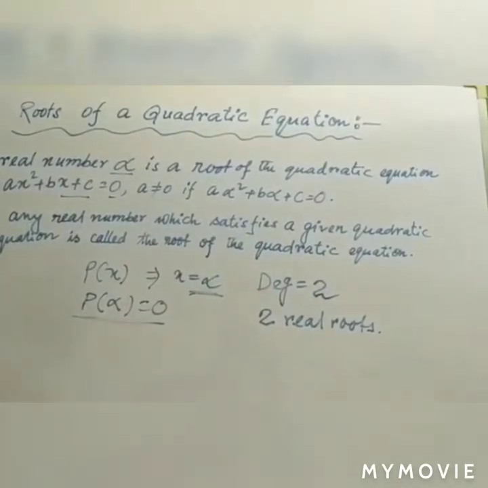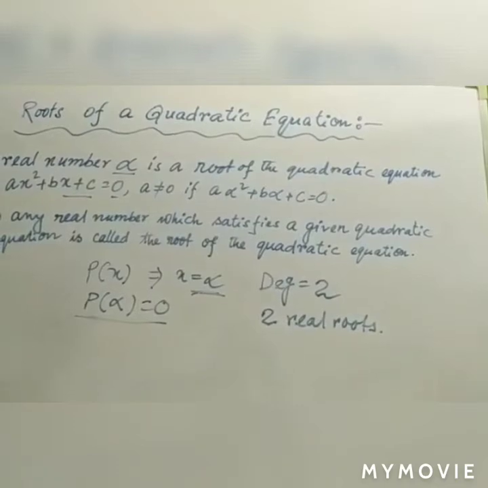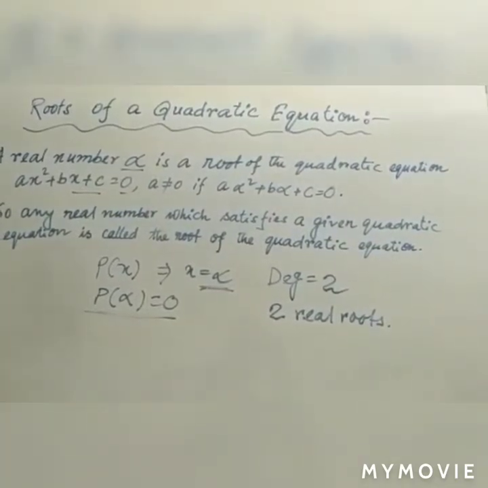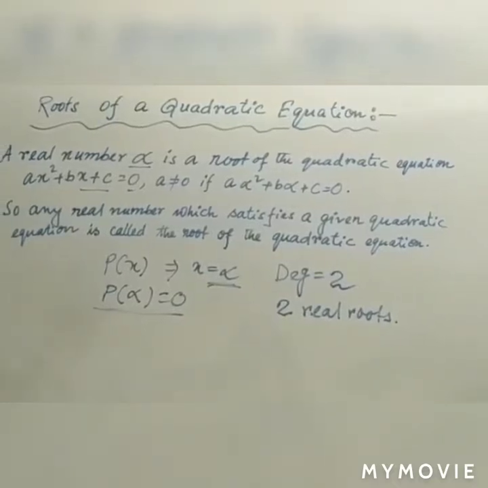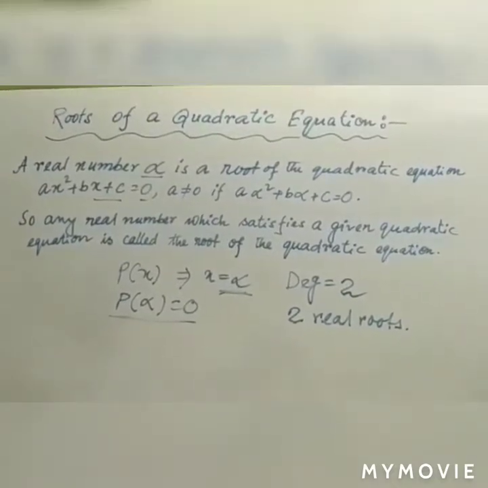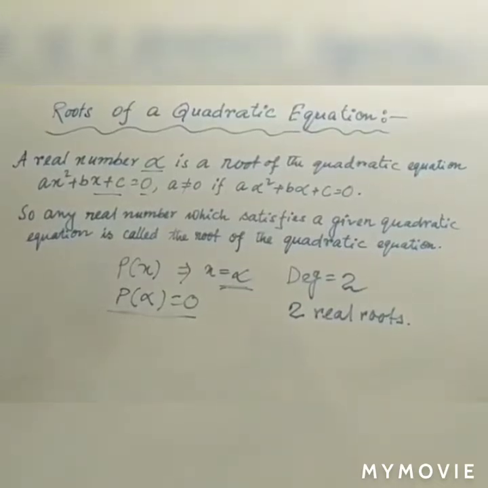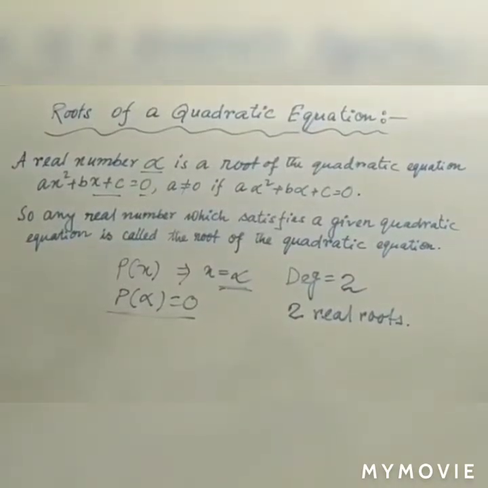Okay, it can be 1 real root, it can be no real root, but a maximum of 2 real roots a quadratic equation can have. Okay, so it can be explained with some examples. So let us see some examples.